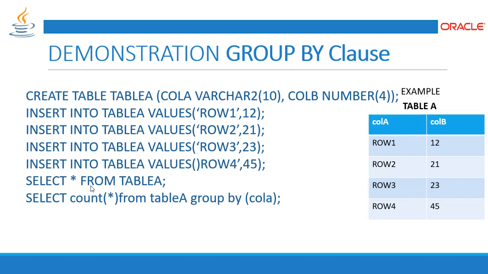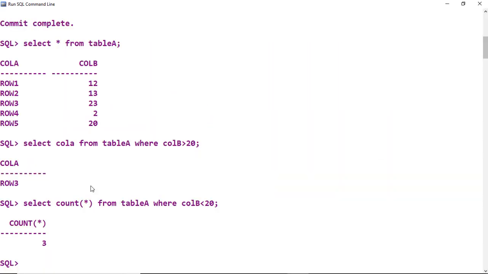Now let's have some values grouped by column A. Let's see this. If I perform a select query, count star from table A group by column A, what is happening here? I am actually getting the number of rows grouped together at column A.